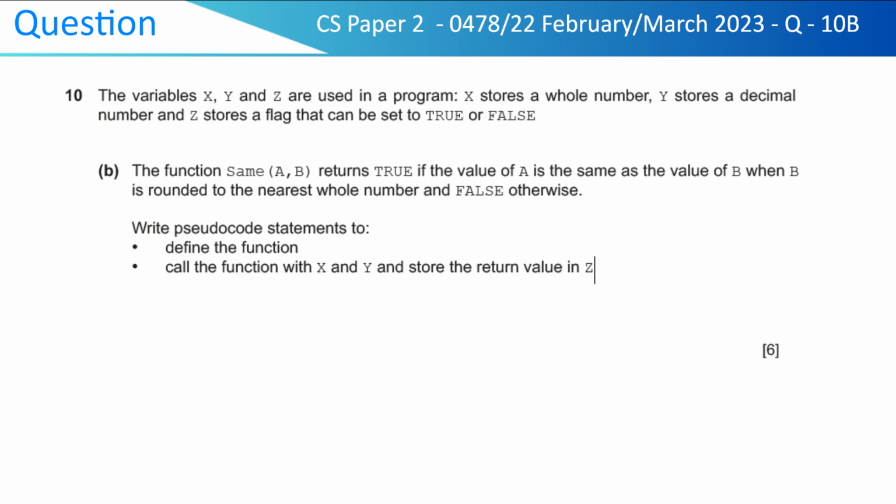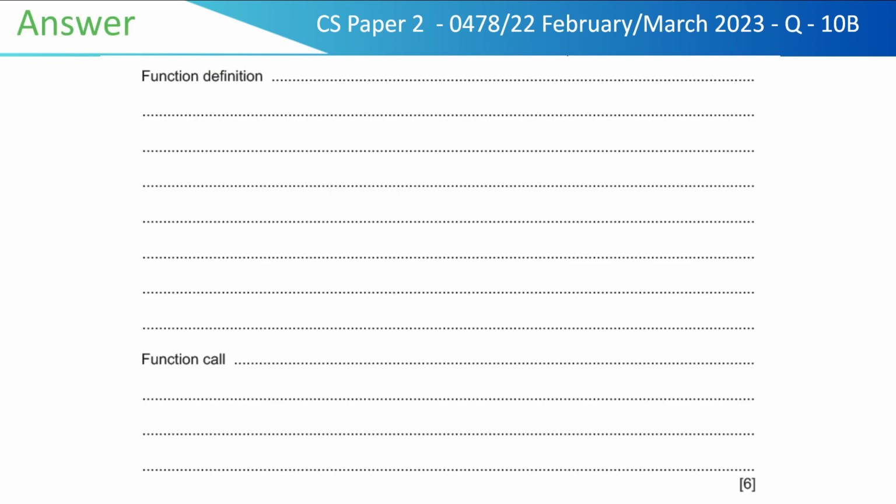Call the function with x and y and store the return value in z. This is a bit complex question and tricky in terms of marks too. It has 6 marks and 2 parts. The first part is to define the function, and the second part is to call the function. The main part will be the function definition, which will carry 5 marks, while calling it will be simpler and carry 1 mark. Let's define the function, and while writing the pseudocode, we shall discuss the necessary parts to obtain the maximum marks for our answer.